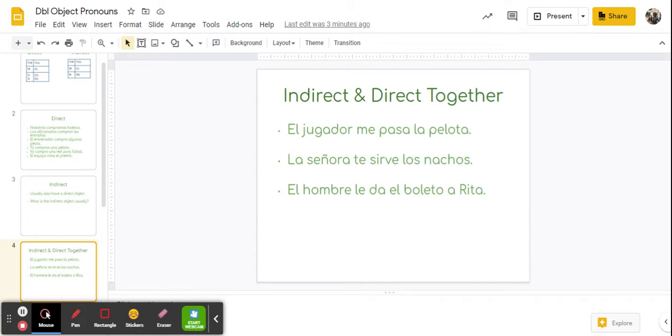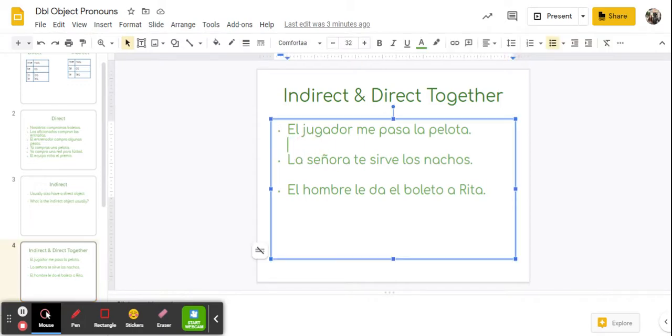But if I want to do some of these where I have the direct object also as a pronoun, that's what we're going to be learning new today. So for instance, instead of saying the player passes me the ball, I'm going to say the player, el jugador, me la pasa, or the player passes me it. So that is how that part would work out.